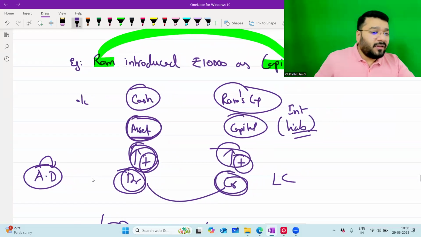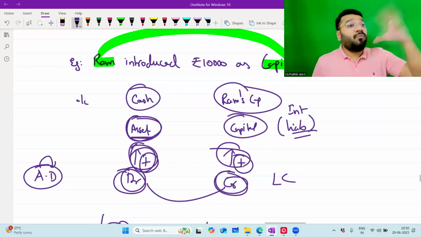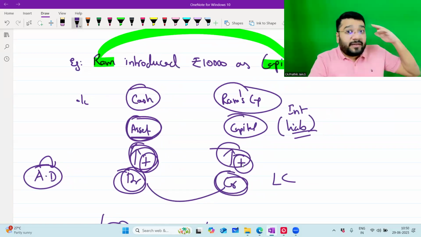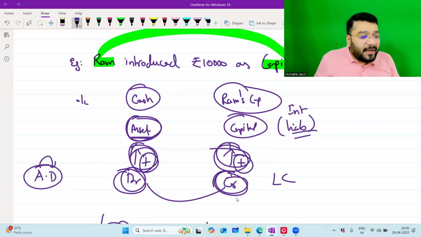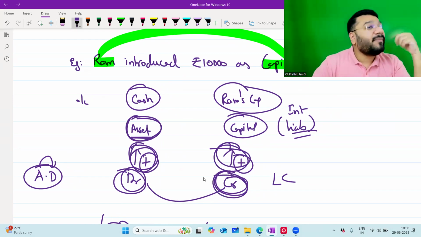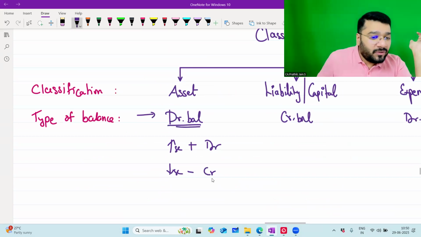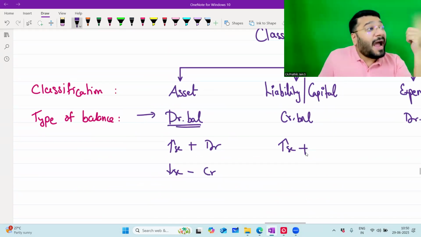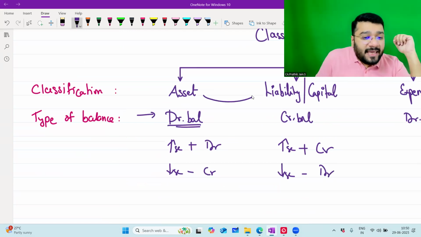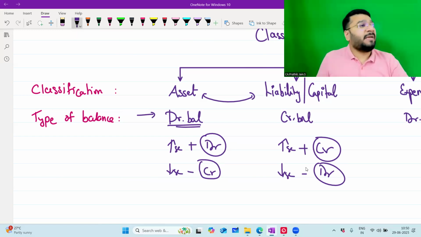Coming back to Ram's capital. I said if I get more and more capital from Ram, I have to pay more and more money back in future. When Ram gives me money, tension increases. So increase in tension, credit. To increase liability, credit; to decrease liability, debit. So what is the rule here? To increase or add liability, I will give a credit, and to decrease liability, I have to give a debit. Did I say asset and liability are opposite to each other? If asset is debit, liability is credit. If asset is credit, liability is debit.